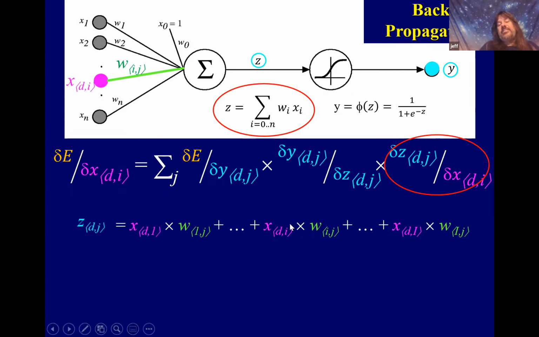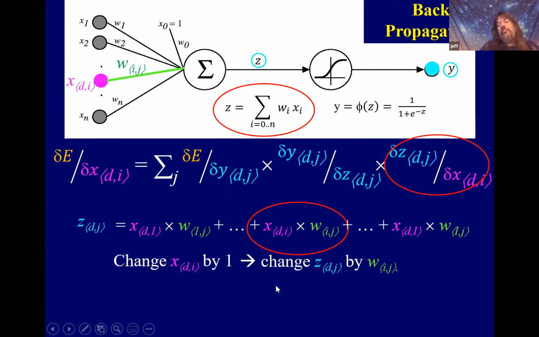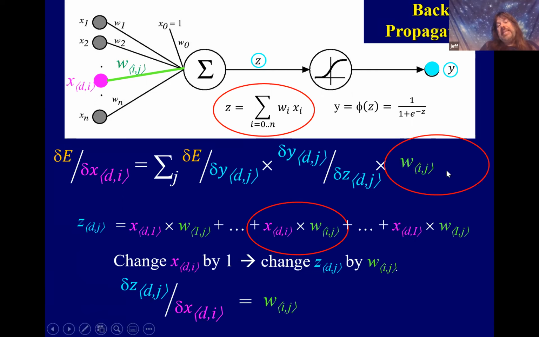You've seen this exact sum before, right? You take each x multiplied by a w and add it up. So the term in question is this one. And if we change the x by 1, that 1 is getting multiplied by this w. And so z is going to change by w, right? So the rate of change of z with respect to x is going to be this w, if you all remember calculus. And so we can plug that value in.